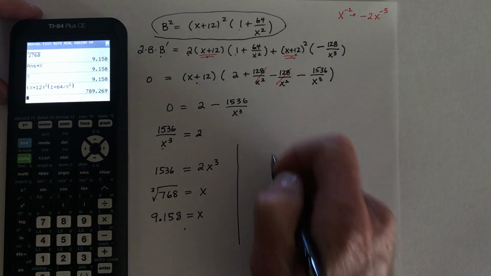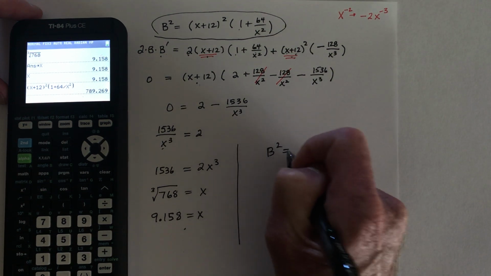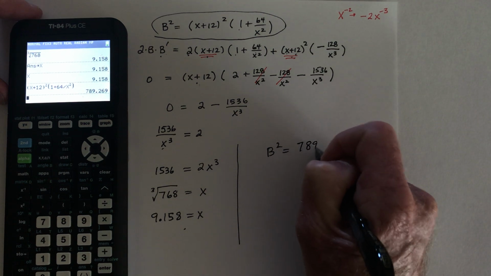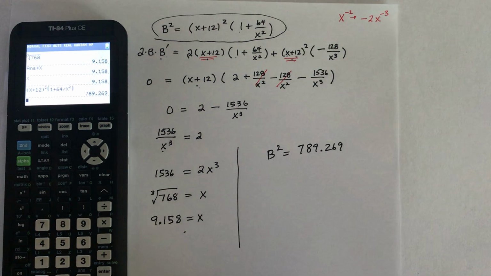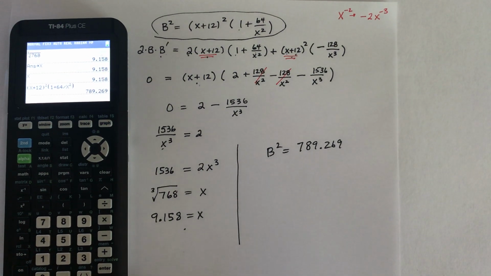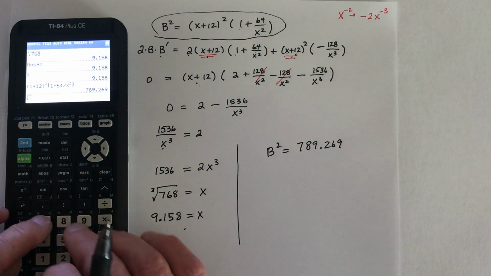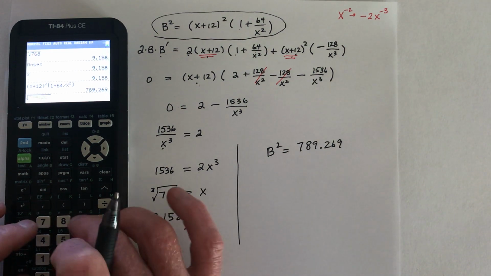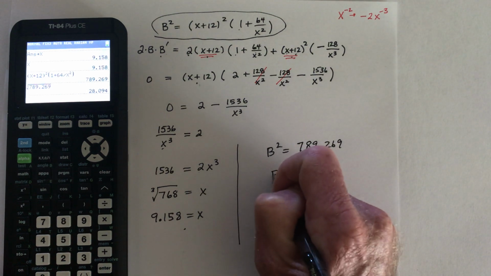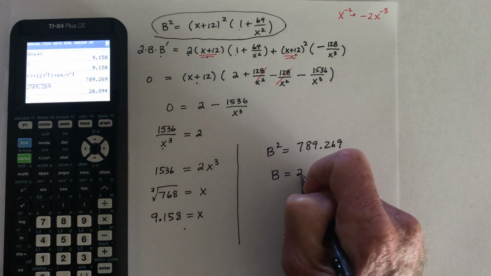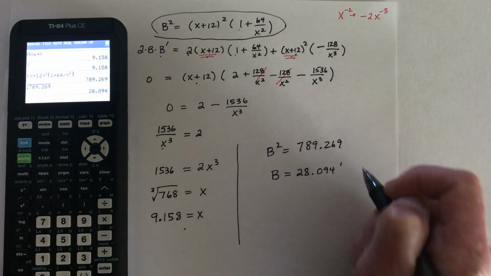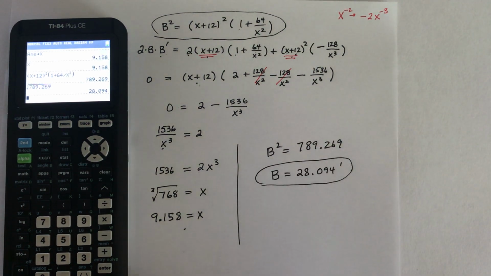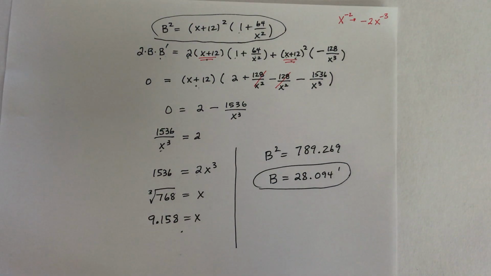So to finish this up, b squared is equal to 789.269. And then just take the square root of that 789.269. And that beam would actually need to be pretty long, 28.094 feet. Being that long, it should probably be a steel I-beam so that it doesn't bend or break.